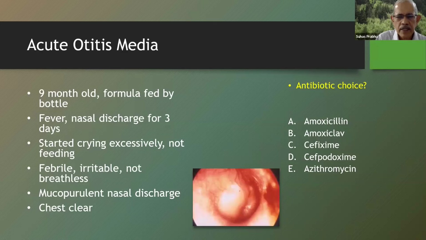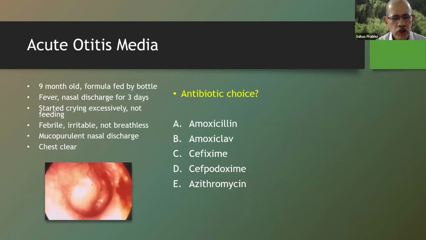Okay, let's analyze. What is the choice of antibiotic in the case that I'm showing you on the left side? Would amoxicillin do? Again, the question to ask is, what is the likely organism? What organisms cause acute otitis media? Primary is Streptococcus. Next common is H. influenzae. Third common is Moraxella.